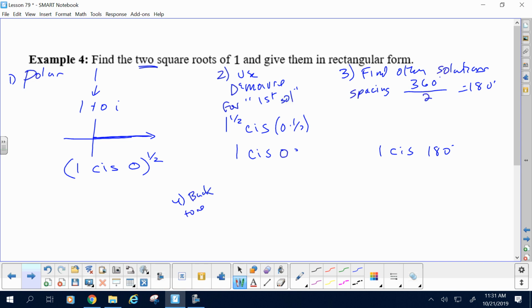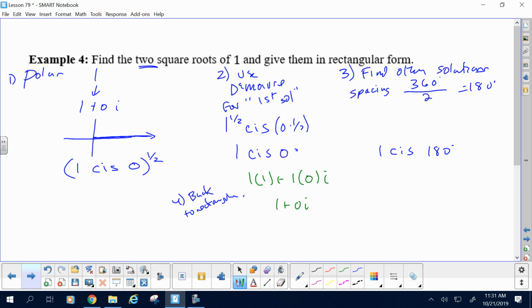The question says put them in rectangular form. These are polar form. The one with the angles and the magnitude, if you talk vector form, is polar. So how do I take 1 cosine i sine 0 degrees back to rectangular? 1 cosine 0 plus 1 sine 0 i. What is the cosine of 0? 1. And what's the sine of 0? 0. So I get 1 plus 0i, or just 1 if you like.